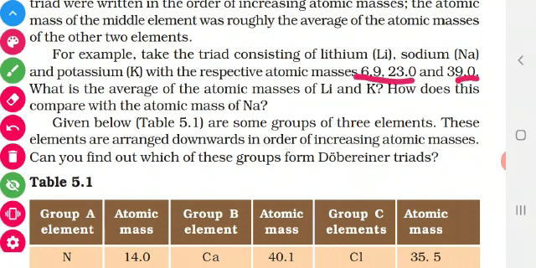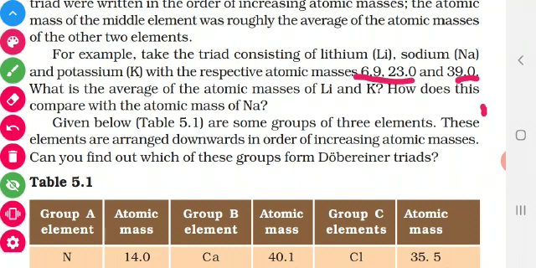So what is meant by atomic mass? We have already learned in 9th standard itself. Atomic mass is the number of protons and the number of neutrons. So the atomic mass of lithium is 6.9. The atomic mass of potassium is 39.